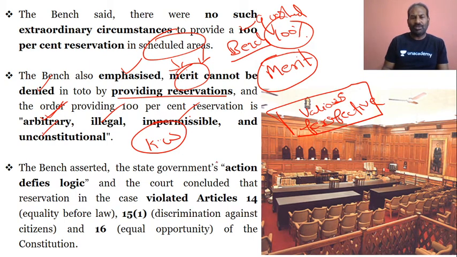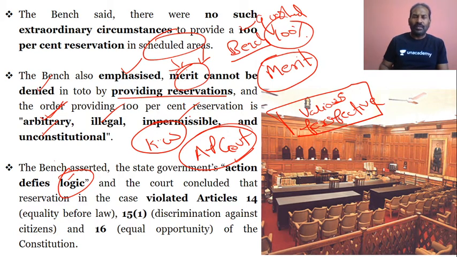And the bench also has asserted that the action defies logic. So what the bench has said is that the state government's action defies logic. Whatever the state government, that is the AP government, has decided, that the teachers should be from the tribal areas or scheduled areas only, they will have to apply, and only those people will get jobs as teachers in the scheduled area schools. Fine. So what the bench asserted is that the state government's action defies logic.